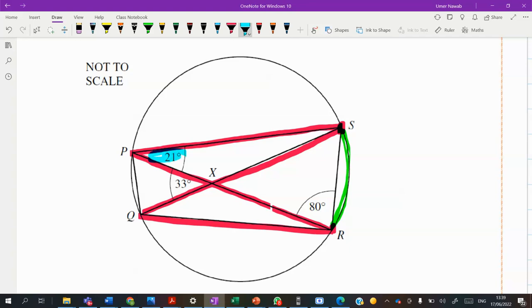Which special property we studied? These two angles must be the same, and this has to be 21. And this property is called angle in the same segment. When the same arc is used to produce angles on the circumference, those angles will always be the same.